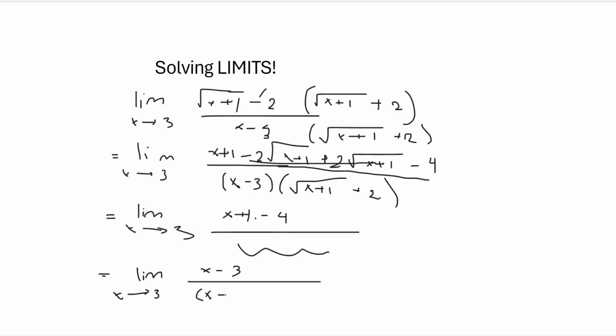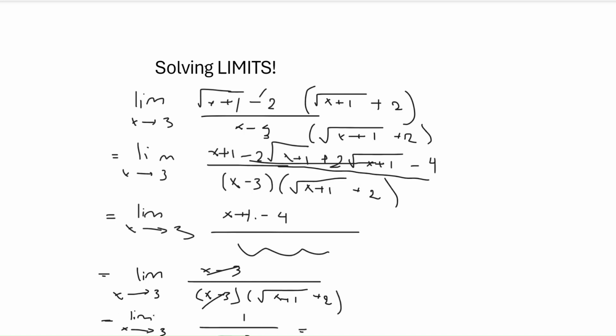So if we have an x minus 3 on the bottom, and we have, remember, the same thing as before, the x plus 1 plus the 2, well, if you notice, the x minus 3's can now be canceled out. So what we really have is the limit as x approaches 3 of 1 over the root of x plus 1 plus 2. And now we can solve this.